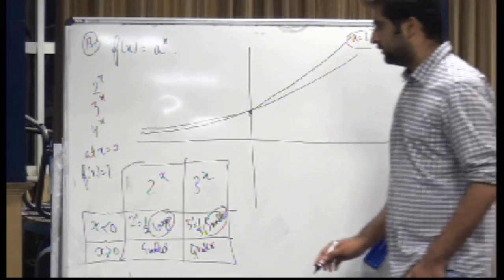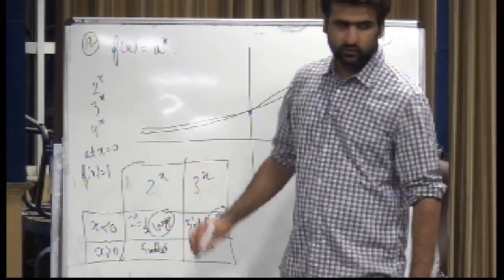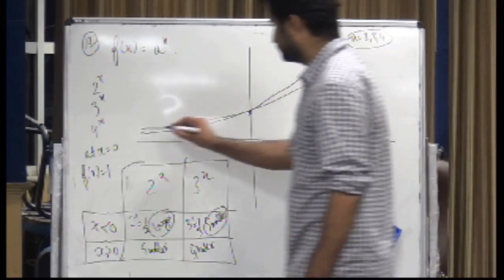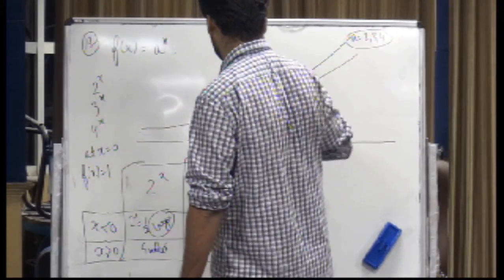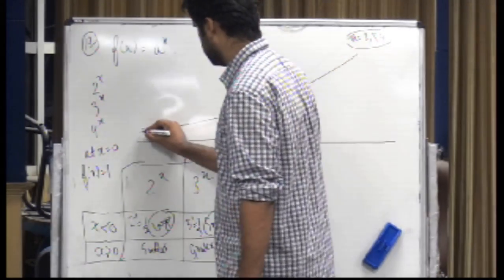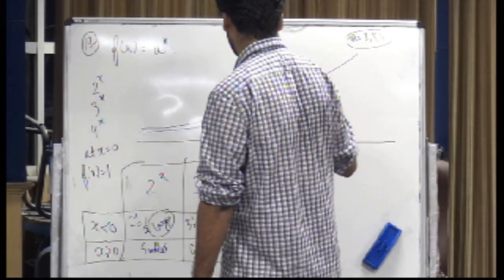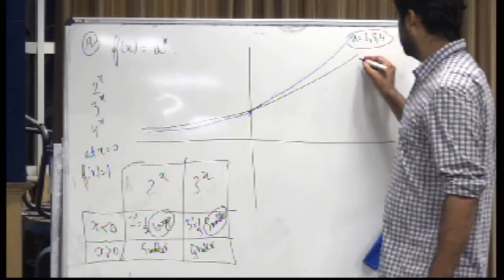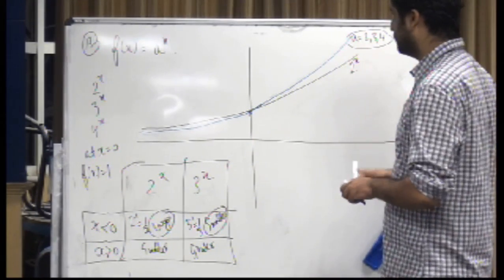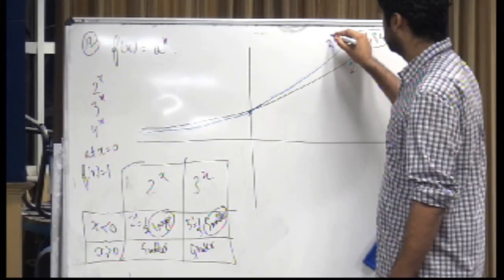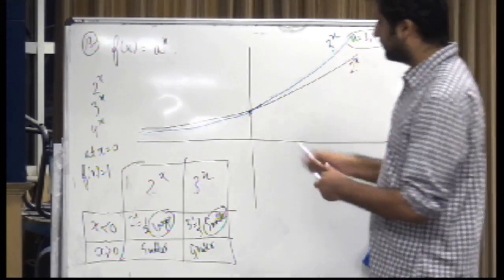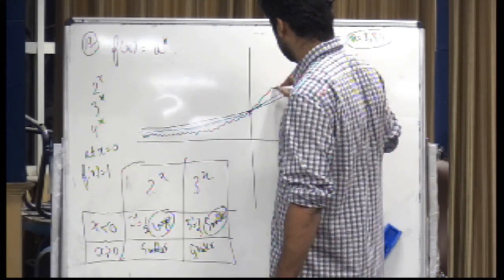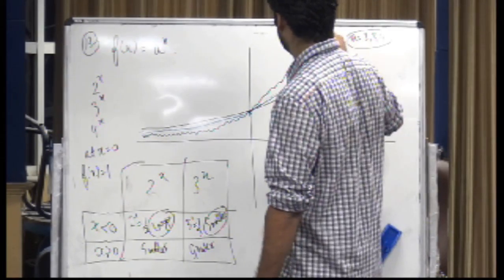Right? So this will be the graph of 3 to the power x. The black pen is 2 to the power x, the blue one is 3 to the power x. And similarly, if you want to make 4 to the power x, its graph will go like this, let's suppose. Okay? So this is 4 to the power x.